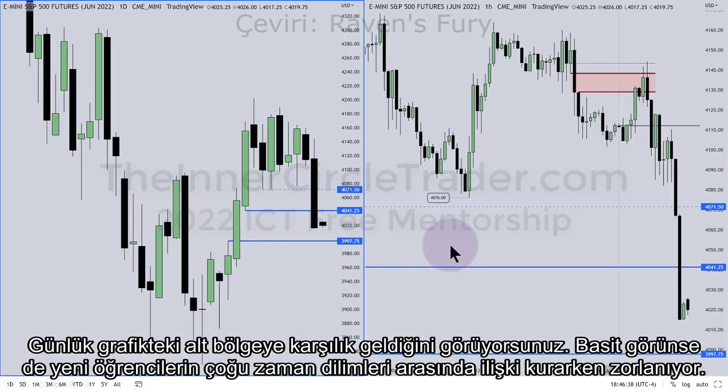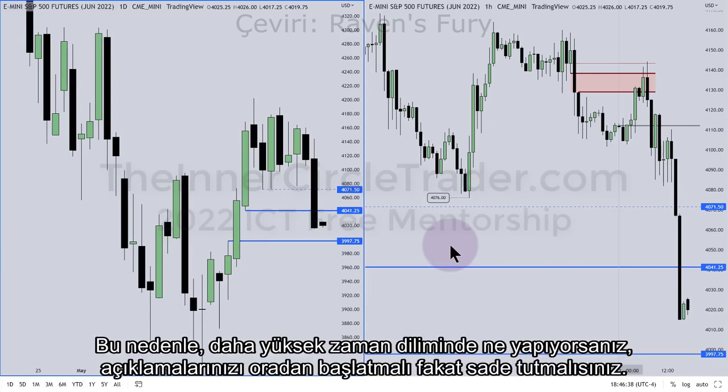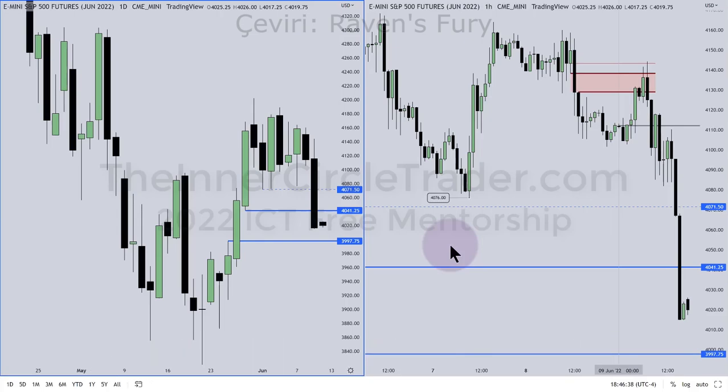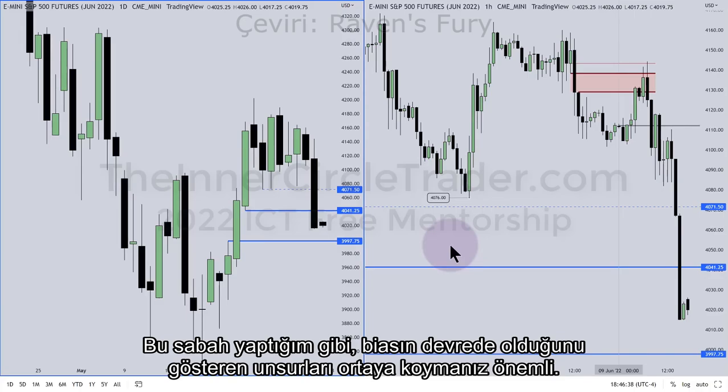Now, obviously, some of you are like, that's pretty obvious, but you'd be surprised how many new students I have, and they get lost in the time frames. So whatever you're doing in your higher time frame, you want to start your annotations there, but keep them simple. You want to see a level that it's going to draw to, and or what key levels may be a factor for suggesting a bias is in play.